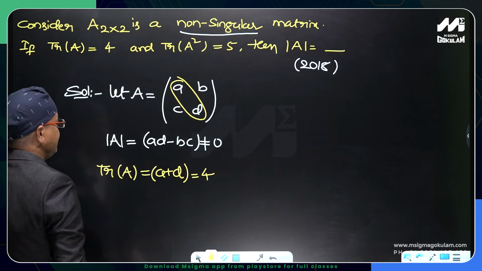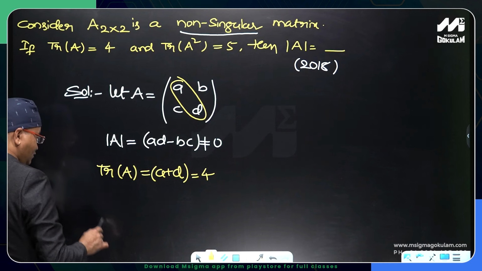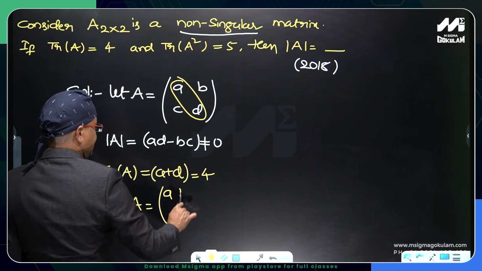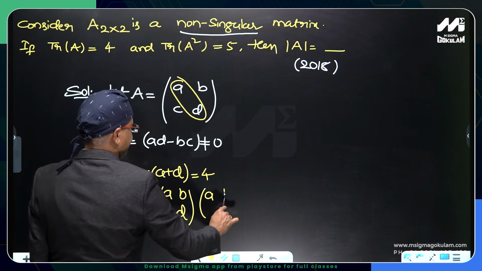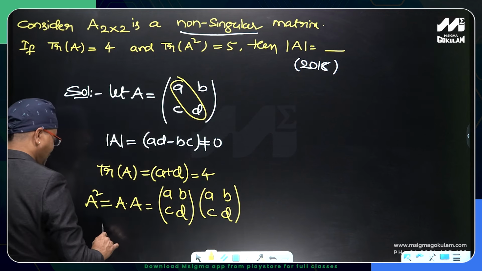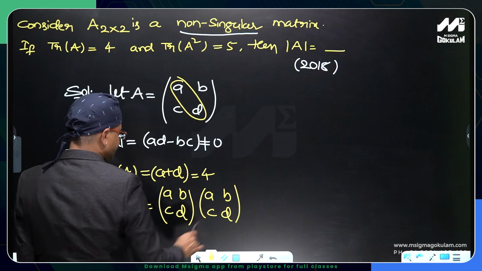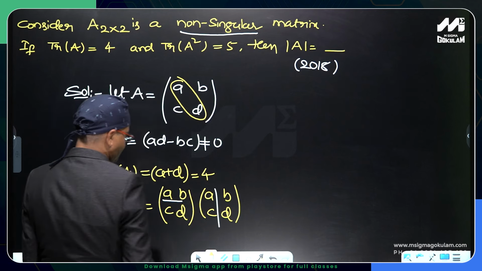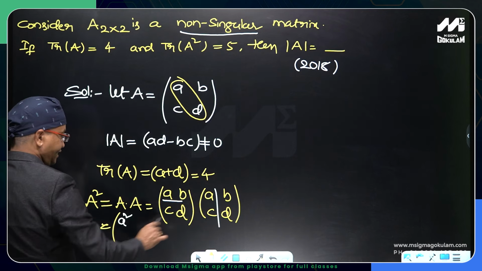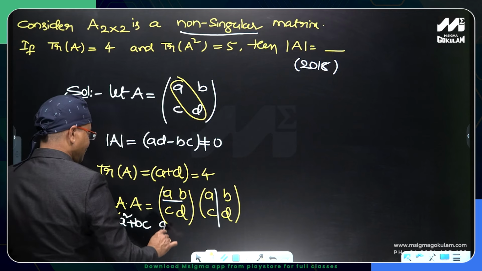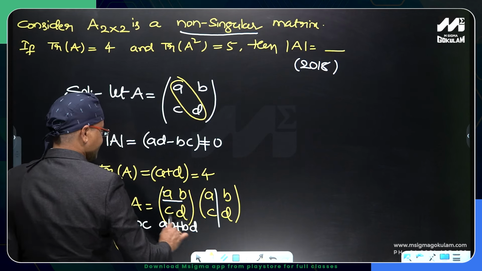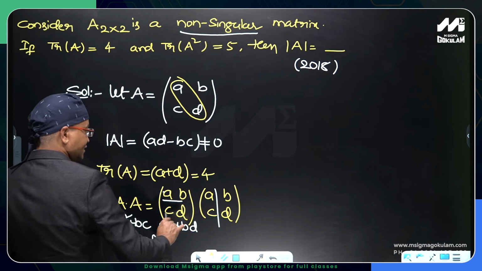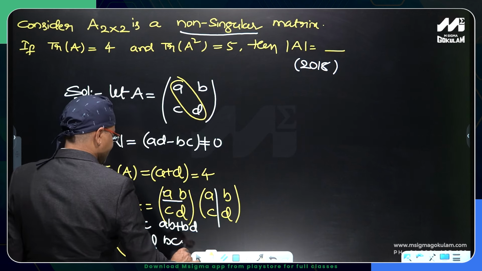Trace of A square is given. Trace of A square, first what is A square? A square means A into A. That means [A B; C D] into [A B; C D]. Multiply. You know, this row, this column multiply. This procedure is familiar to you. A into A, A square, B into C, BC. A into B, AB, B into D, BD. C into A, AC, D into C, DC. C into B, BC, D into D, D square.